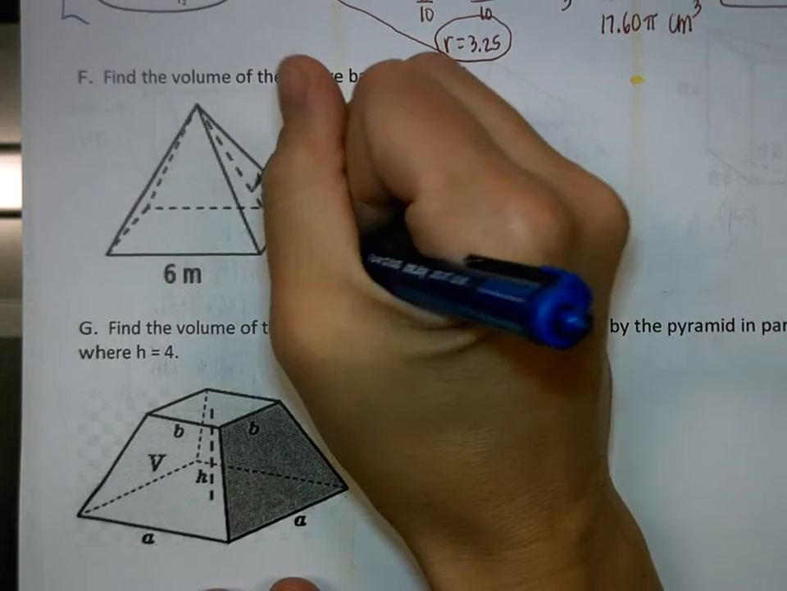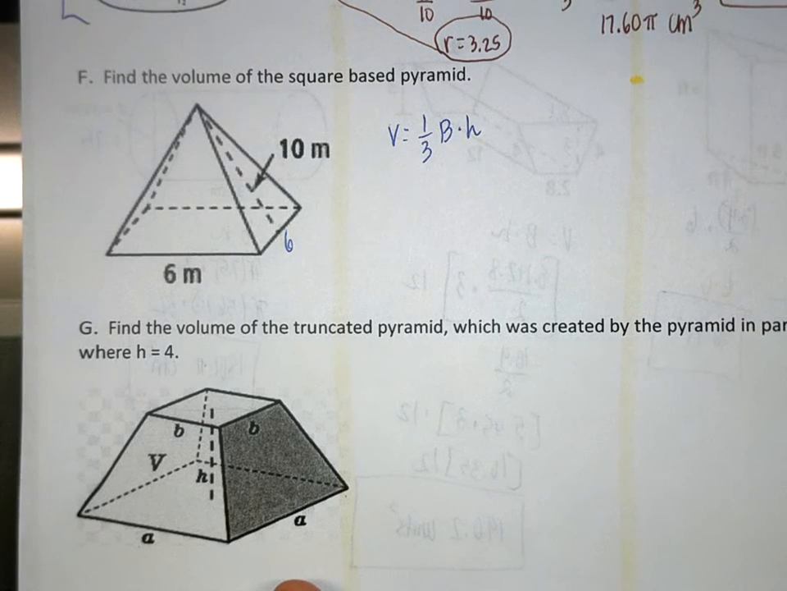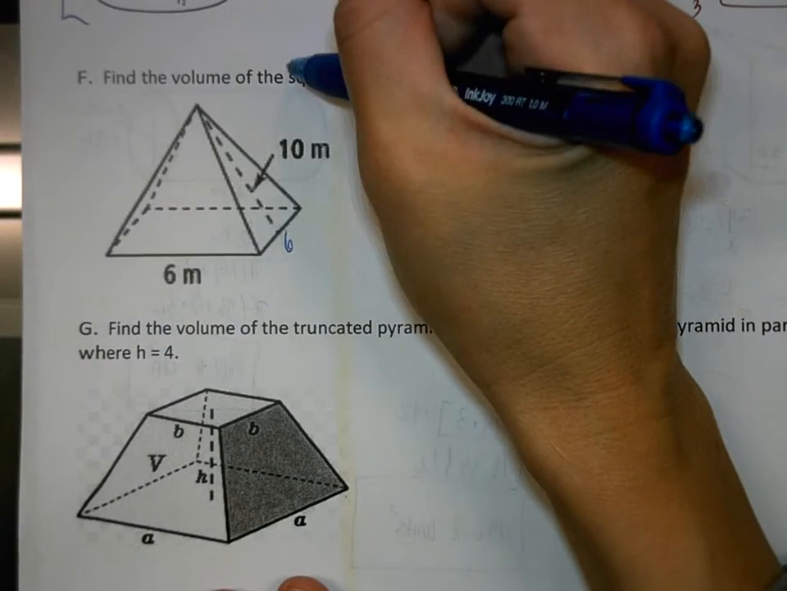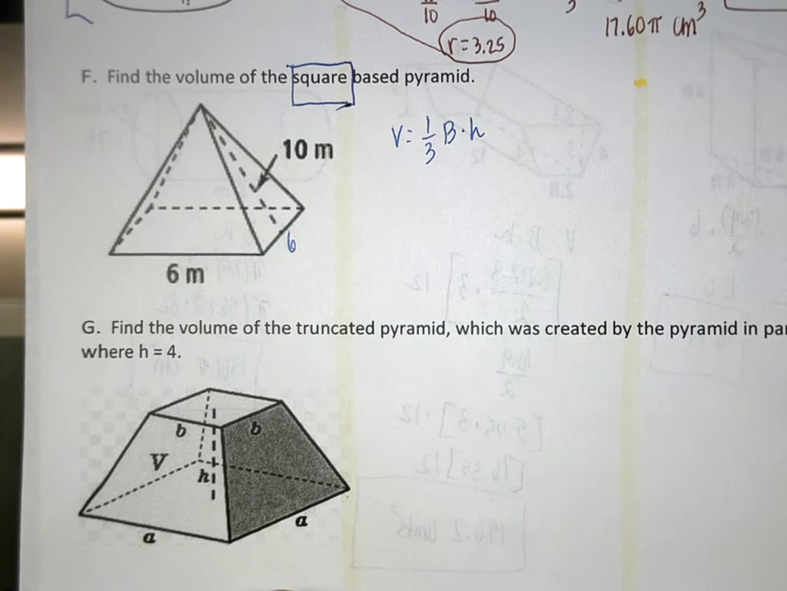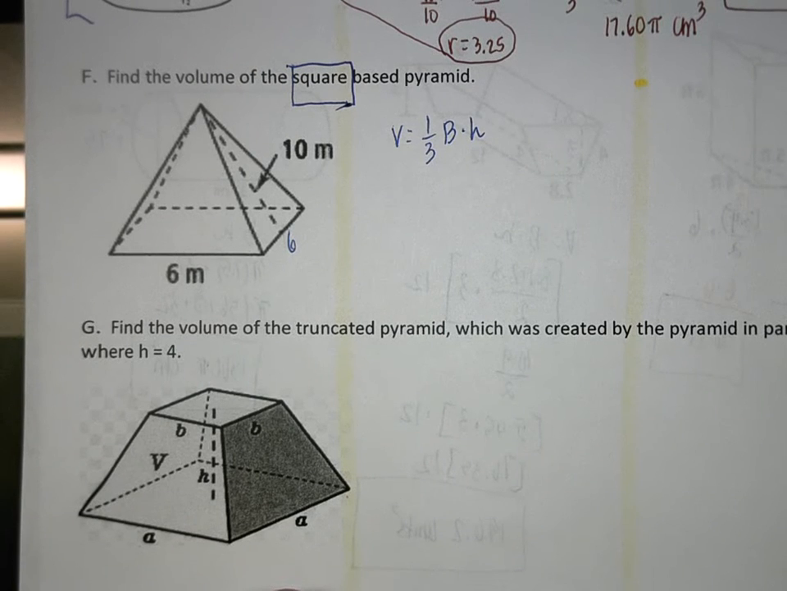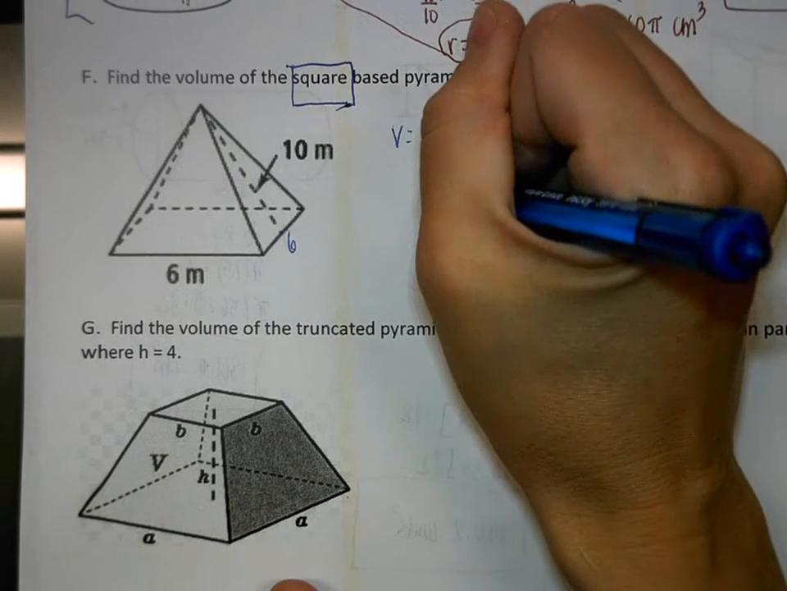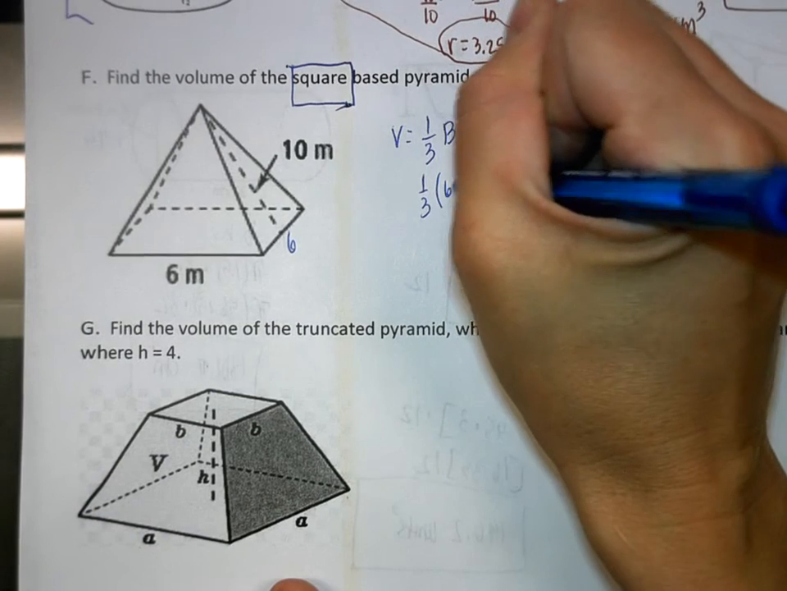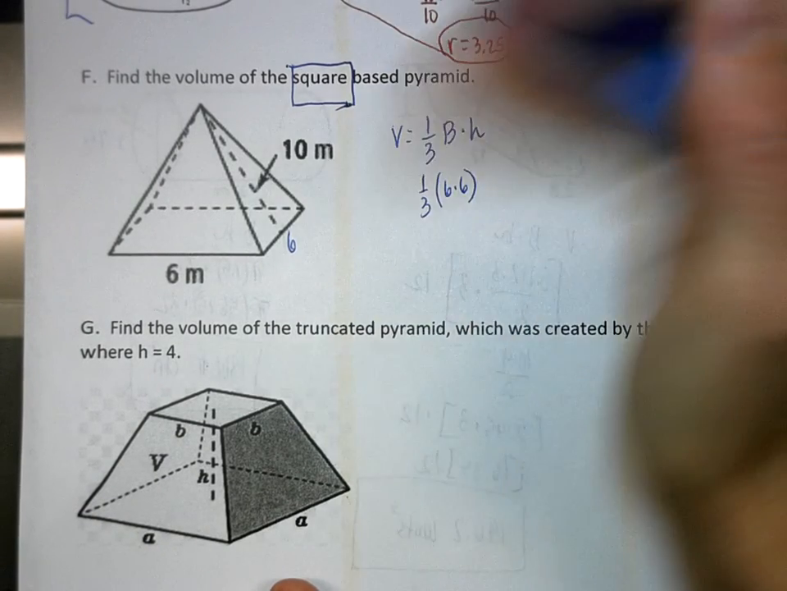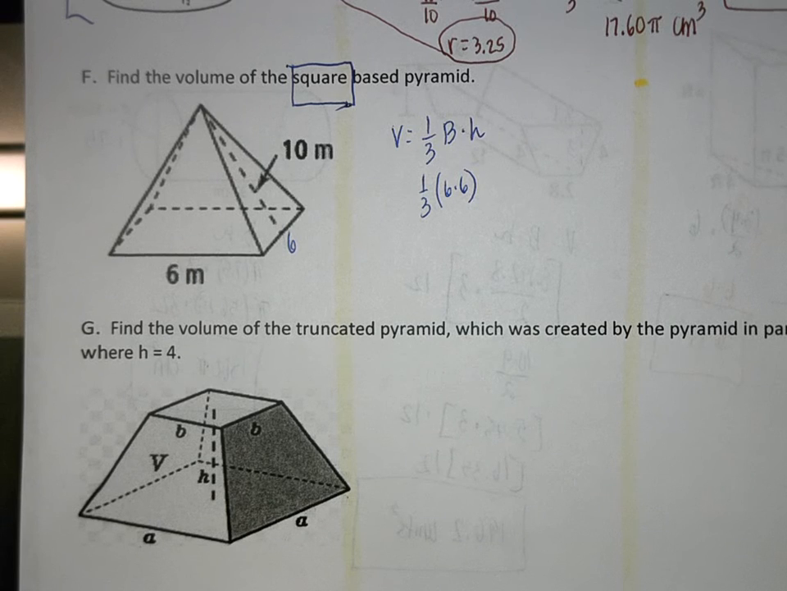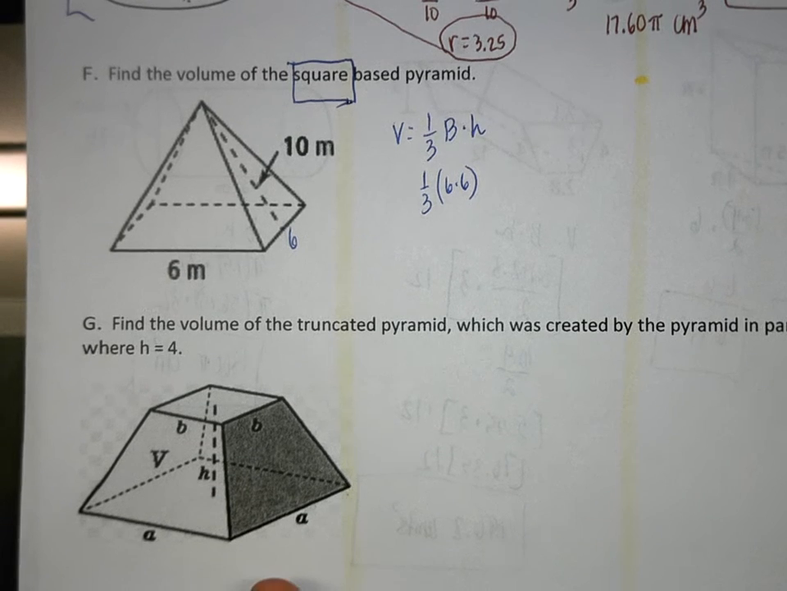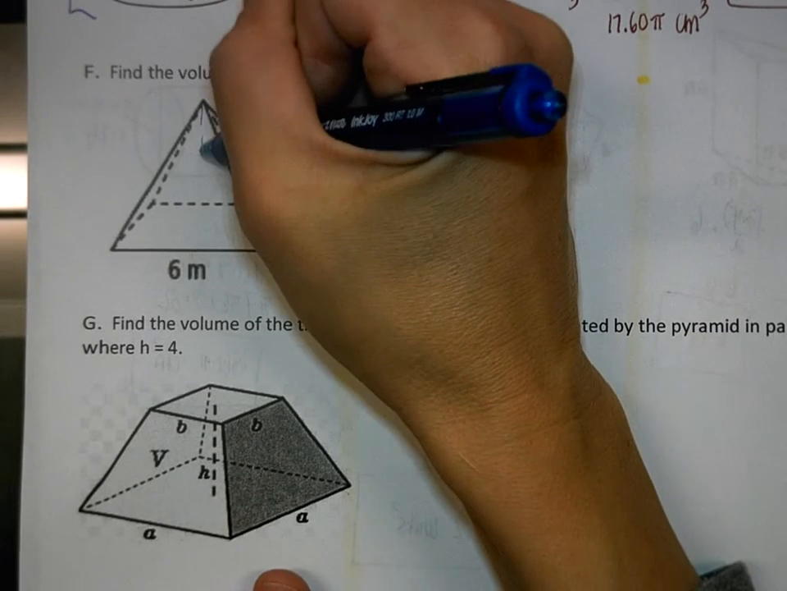And how did you know this other side was 6? This is the square pyramid. You guys are so intelligent. So when something's a square, that means all sides are equal, right? And so that means we're going to have 1/3, and my base area is going to be 6 times 6. And then, do I know what the height of this is? No, but we can figure it out, right? Okay. So we need to find the height.